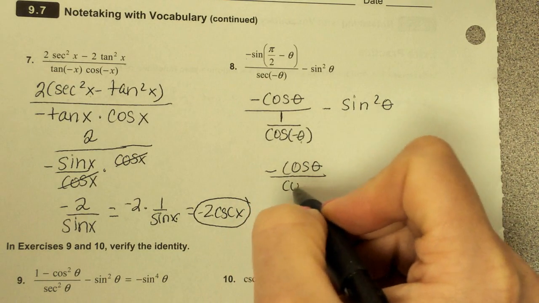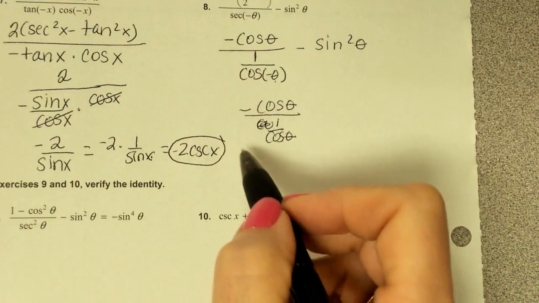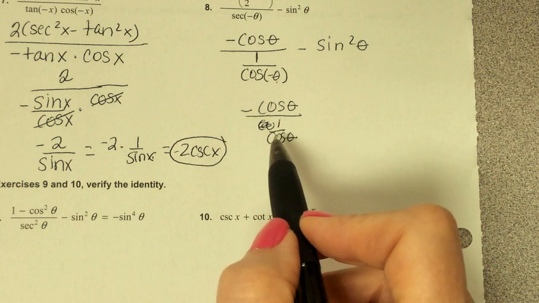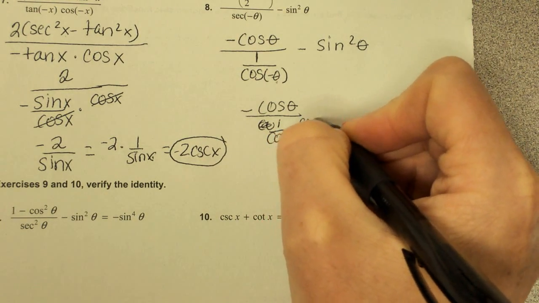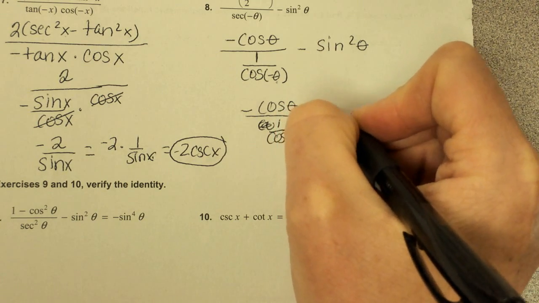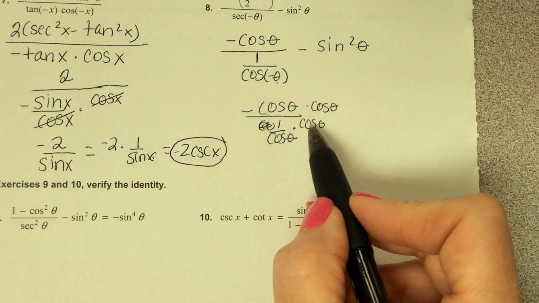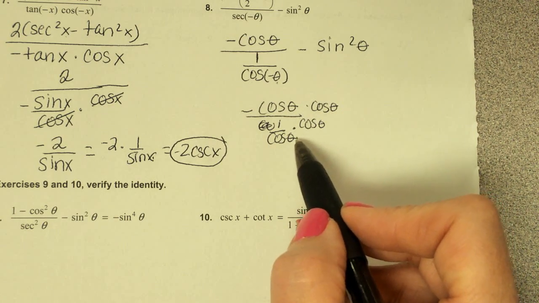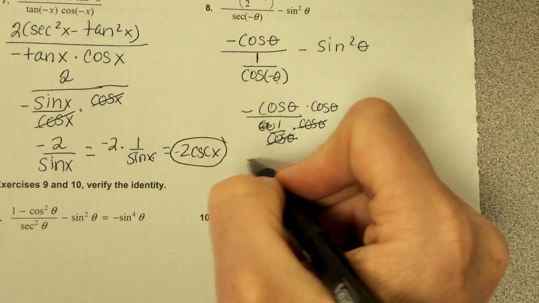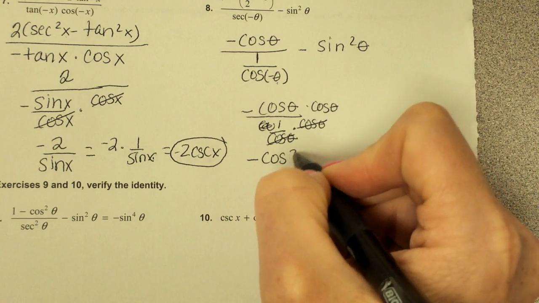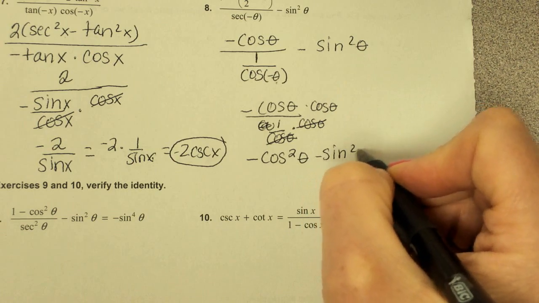1 over the cosine of theta. Now, I don't want to have this complex fraction. So to get rid of that, I can just multiply the bottom by cosine theta and the top by cosine theta. You're allowed to multiply by 1. Cosine over cosine is 1. That's what I'm multiplying it by. So these cosines now cancel, and what are we left with then? Negative cosine squared theta. And I still have that minus sine squared theta.